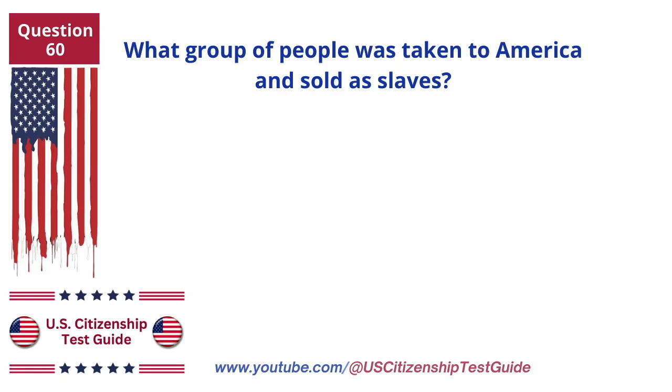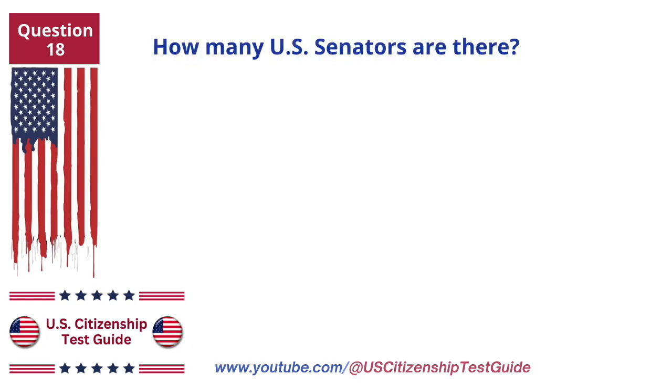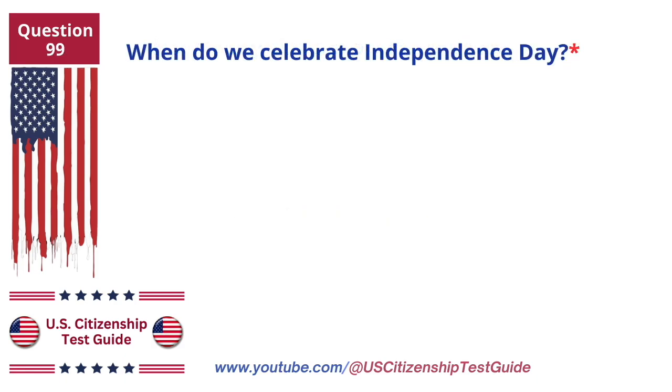What group of people was taken to America and sold as slaves? Africans. How many U.S. senators are there? 100. When do we celebrate Independence Day? July 4th.